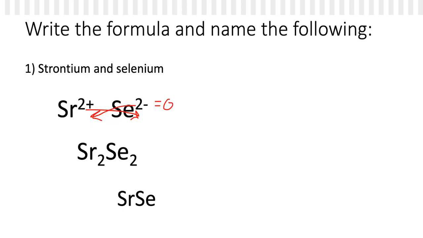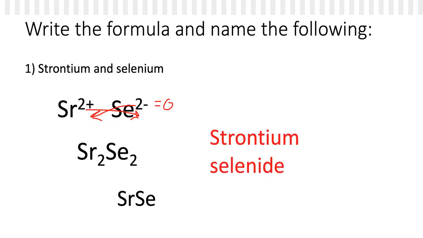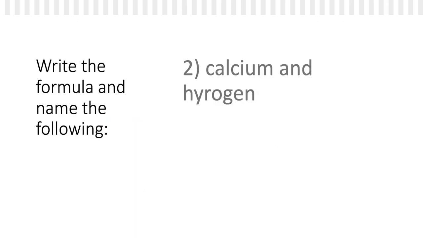And the name for this compound? Strontium selenide. Let's try another one. Calcium and hydrogen. Sometimes hydrogen can act like a non-metal and have a charge of -1. So now with that little bit of knowledge, what would be the formula and the name for this compound?